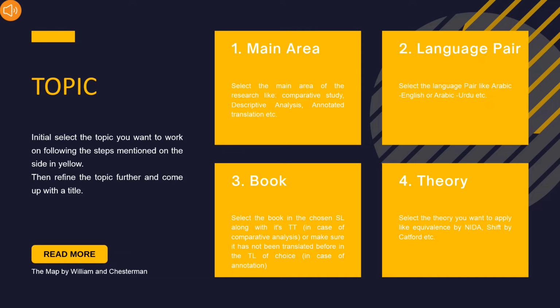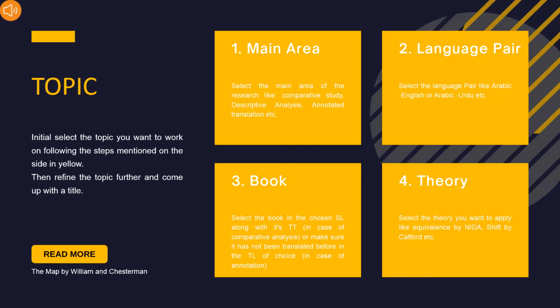For writing a synopsis, you initially need to select a topic. In order to select the topic, follow these simple steps. Step number 1 is to select the main research field. What is it you want to do? For instance, do you want to compare two texts and analyze them? Do you want to translate yourself? Do you want to work in a specific area like Quran translation, medical translation, ABT, etc.?